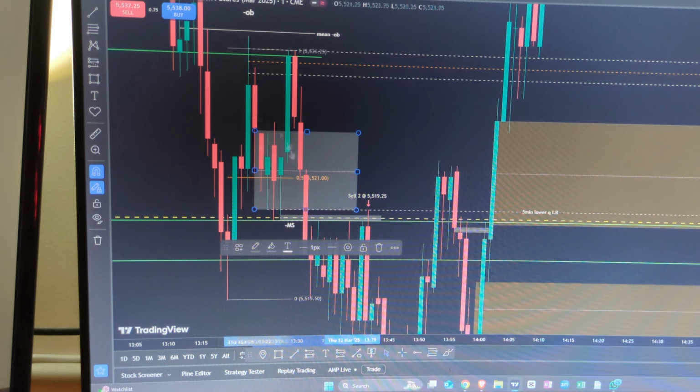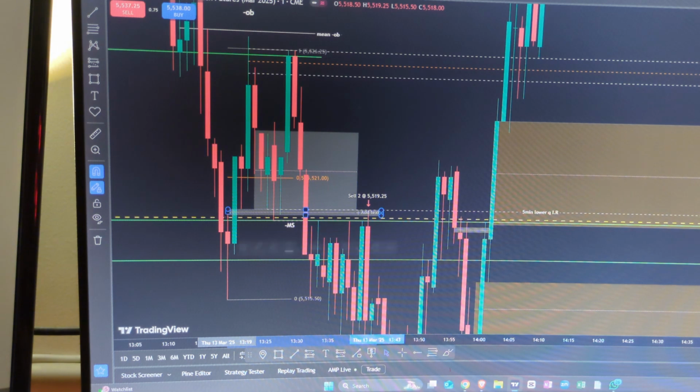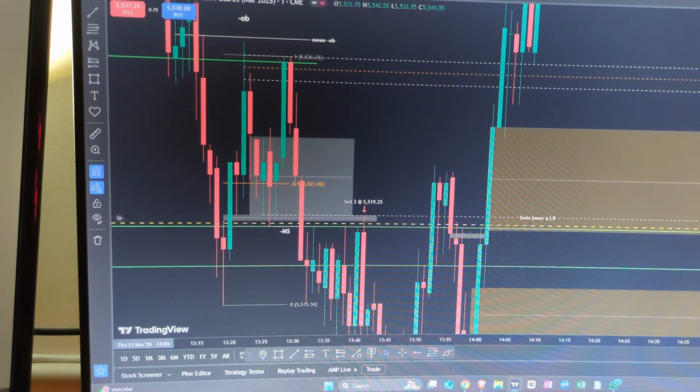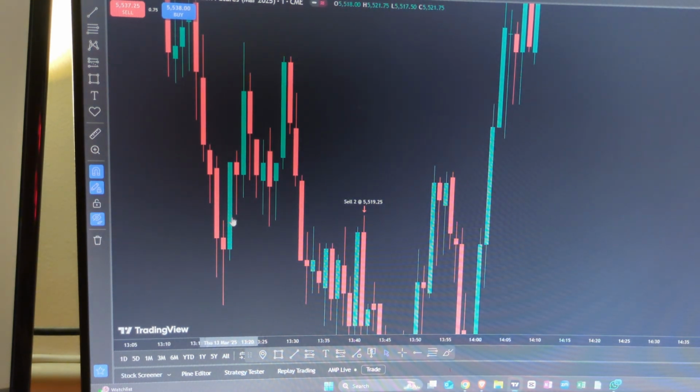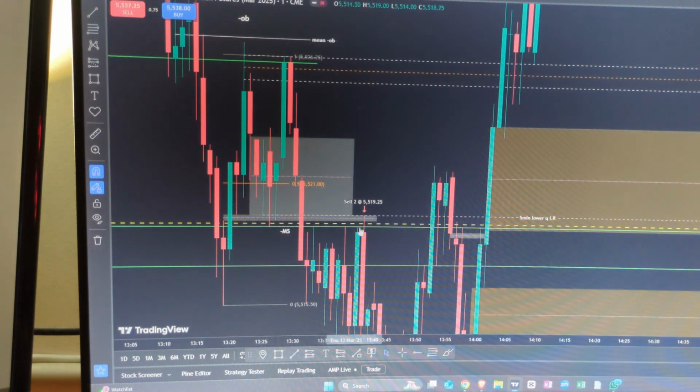Basically, right here, look at all this. Chop, chop, chop, chop, chop. And this BC. Look at that, perfection. From this BC right here, can you see it? Here, this fair value gap. Pull it out, and you can see, beautiful.